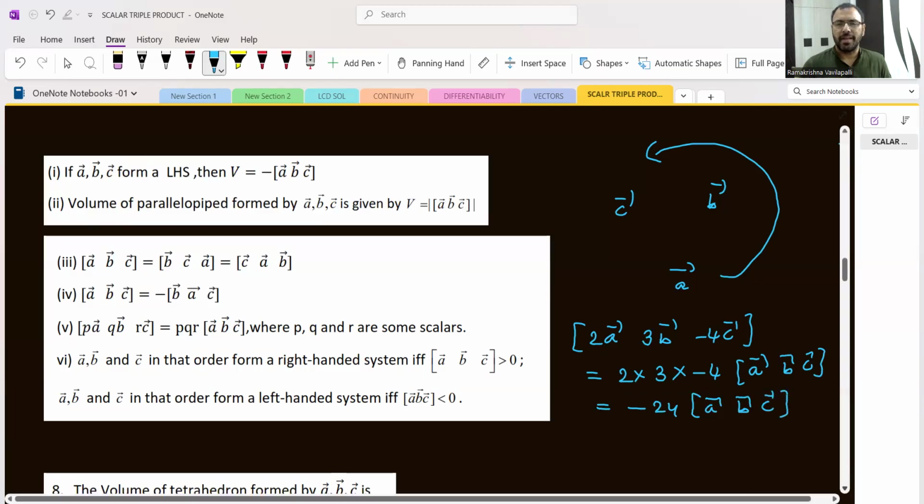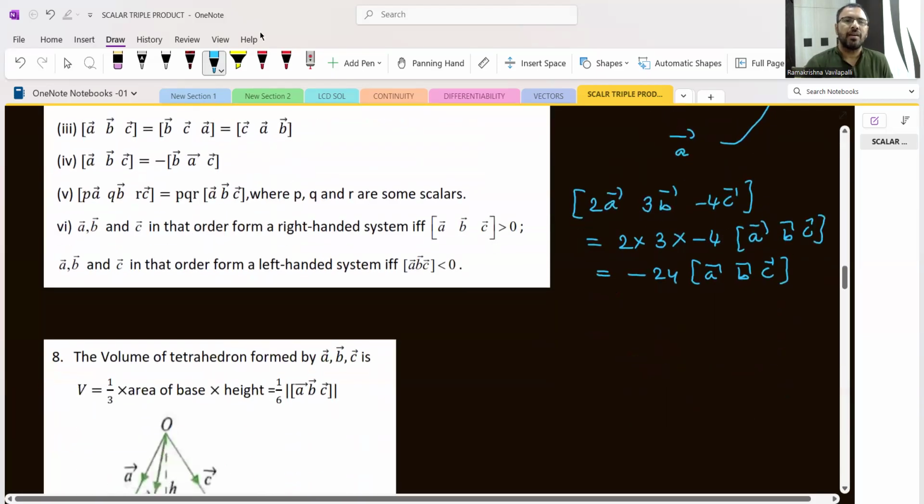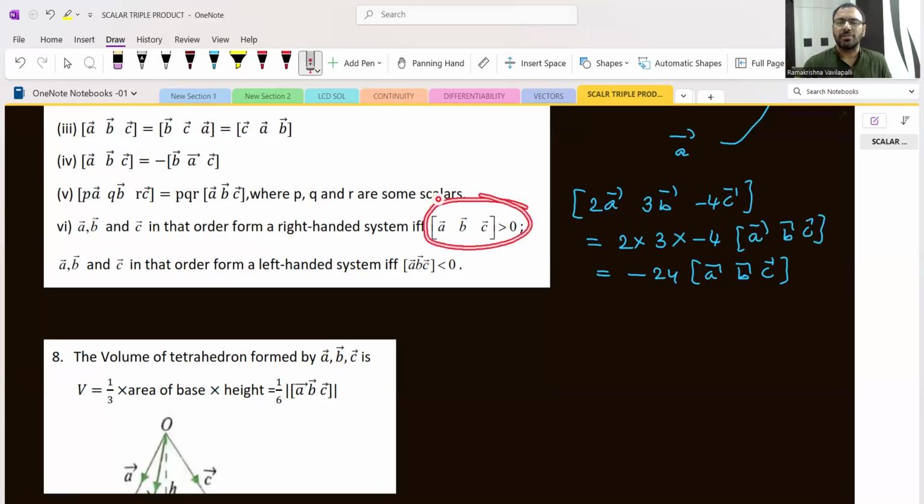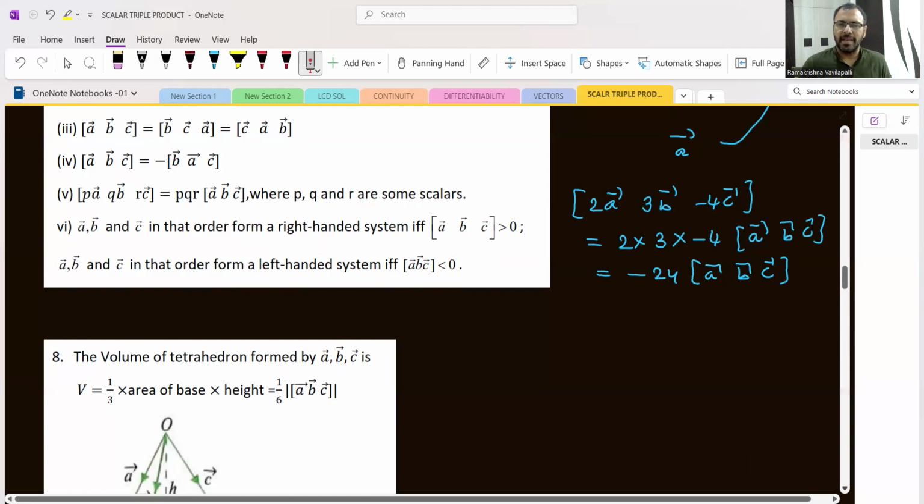Well done. Now for a right-handed system, box ABC must be positive. If box ABC is positive, then they form a right-handed system because the volume of parallelepiped is positive. For a left-handed system, box ABC must be negative.